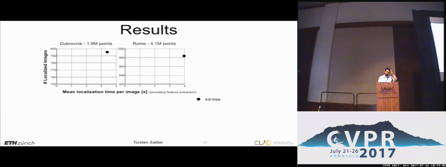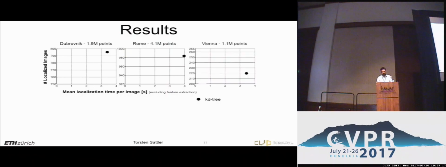Here's another dataset, slightly larger, where again you get most of the images, and again you will need to wait a couple of seconds. And here's the last dataset. It's a bit more challenging, where again you actually get pretty good performance at the price of runtime efficiency. So overall you get pretty good localization effectiveness in terms of the number of images that get localized at the price of being slow.